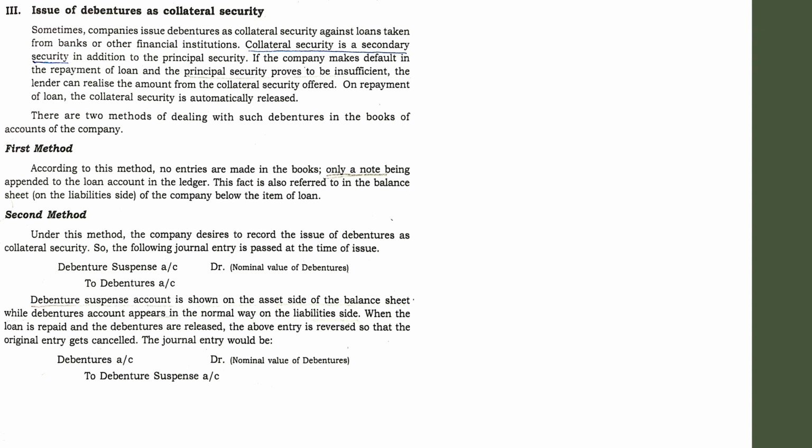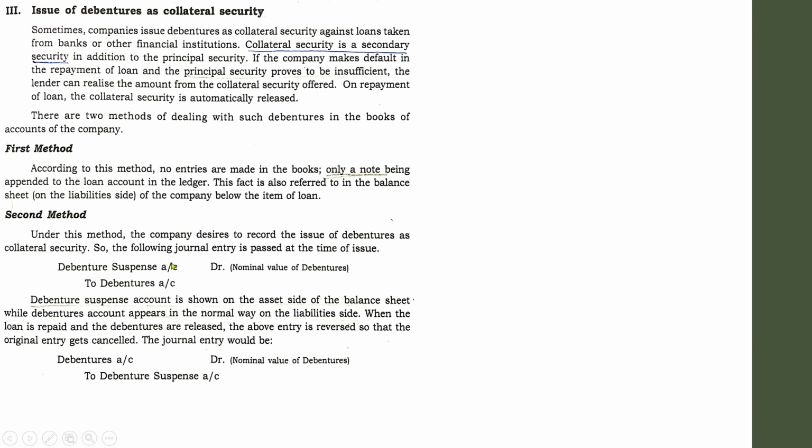When the loan is repaid and the debentures are released, the above entry is reversed so that the original entry gets cancelled. We are going to cancel the first entry, because when we give the debentures to the bank, you will write the entry debenture suspense account debited to debentures. But after you repay the loan, the bank has to give back the debentures offered by us. So you have to pass the opposite entry of the first one. Whenever you receive back the debentures, it will be debenture account debited to debenture suspense. Just the opposite of the first entry.